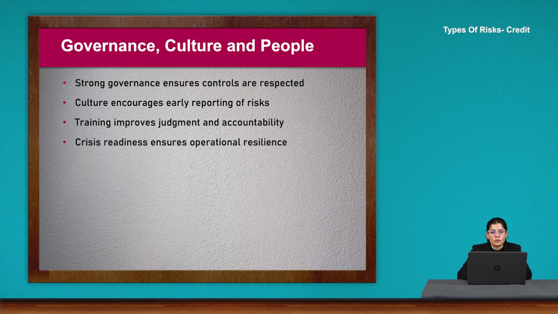So now we will discuss governance, culture, and people. So models and systems cannot replace sound judgment.